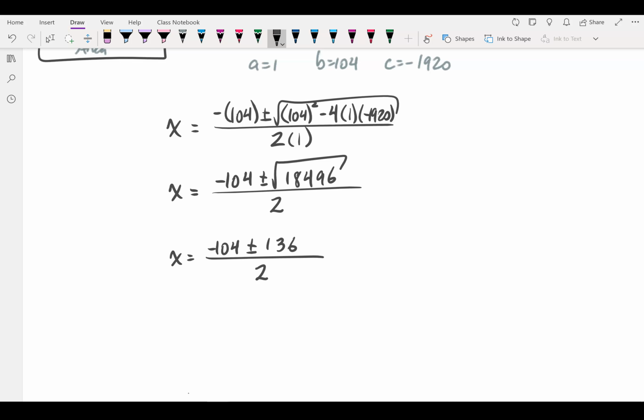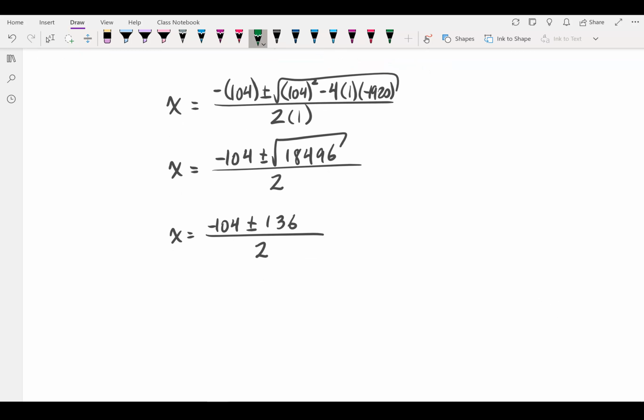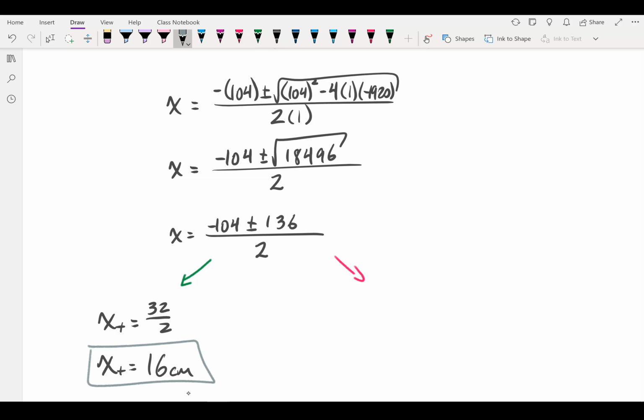Okay, so in this case, we actually don't need to deal with decimals. If we don't want to, you can try, but it's actually going to come out to whole numbers. So if we take the left side, we're going to get 32 over 2. In other words, the amount added must be 16 centimeters. I'd box that. That sounds perfectly reasonable.